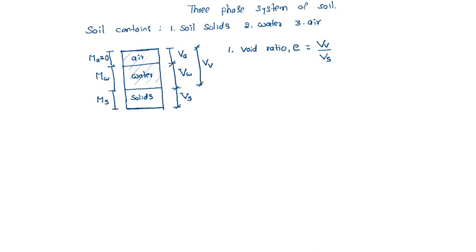Now, another parameter, porosity. It is represented by the eta symbol. Eta is volume of voids divided by total volume. Total volume means volume of voids and solids together. So volume of voids divided by total volume is called porosity. Now we will see the difference between void ratio and porosity. In void ratio we compare volume of voids with volume of solids, whereas in porosity we compare volume of voids with total volume.